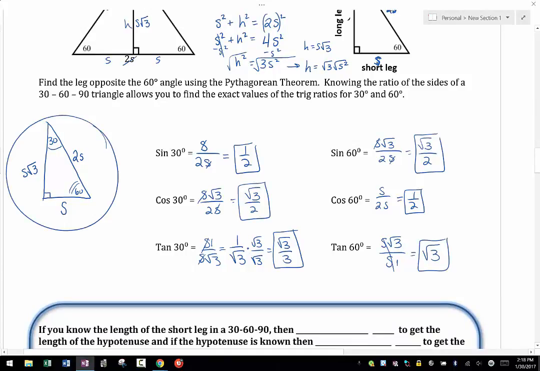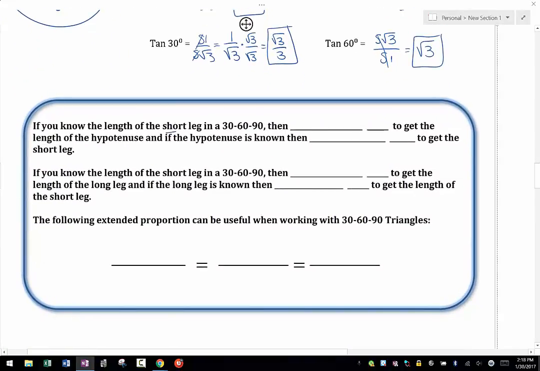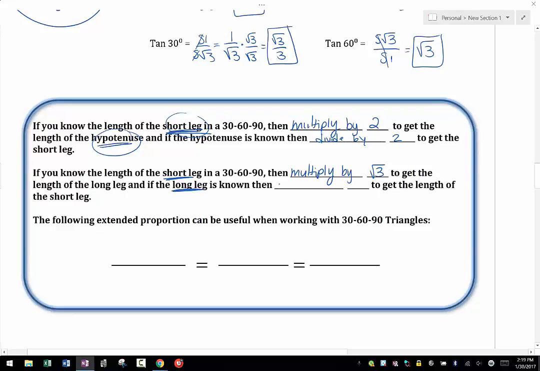But long story short, if you have a 30, 60, 90, you have the smallest side across from 30. We call that S. We multiply that by radical 3 to get the side across from 60, and we double it to get our hypotenuse. So if I know the length of the short leg, then I multiply by 2 to get the hypotenuse. And if the hypotenuse is known, I divide by 2 to get the short leg. So short leg to hypotenuse, you double it or divide it in half. If you know the short leg and want the long leg, you multiply by root 3. And if you know the long leg but want the short, you divide by root 3.